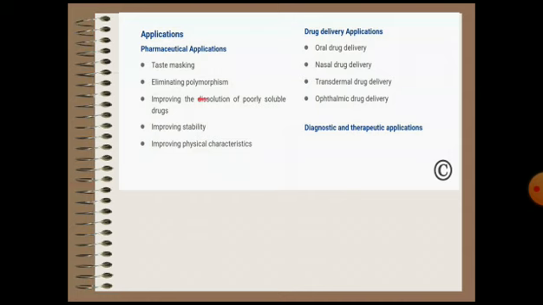Okay, so these are some advantages and also applications you can write. The types of drug delivery systems we can obtain are the oral drug delivery system, nasal drug delivery system, and ophthalmic drug delivery system. Okay, so these are the advantages of ion exchange resin.